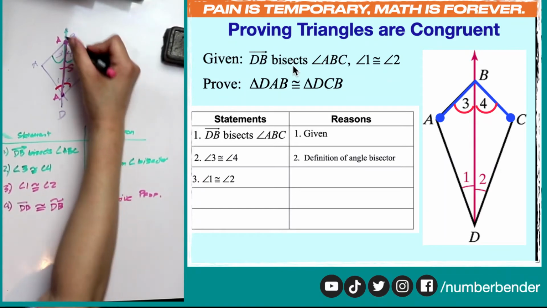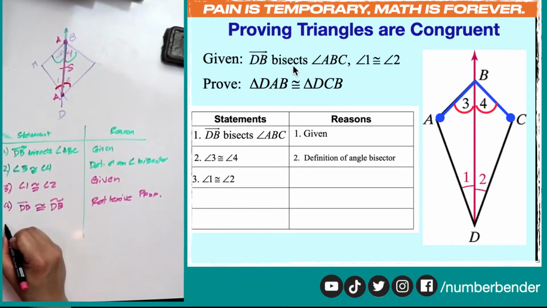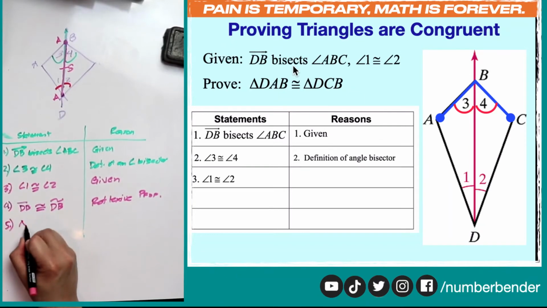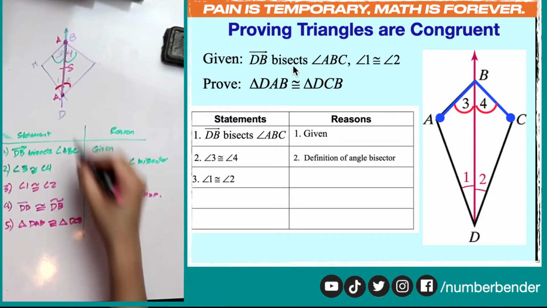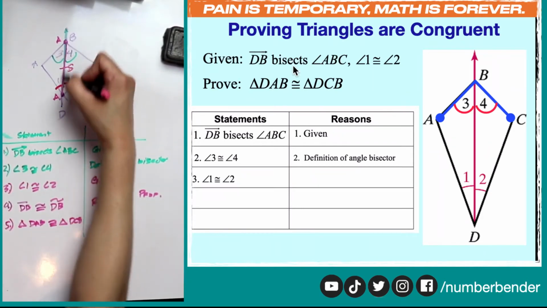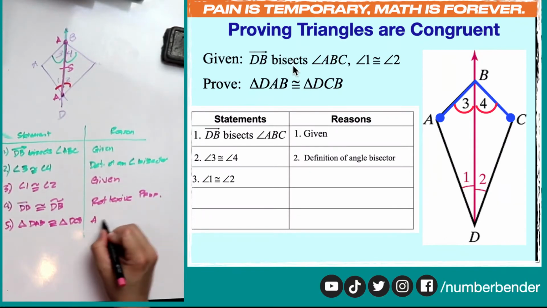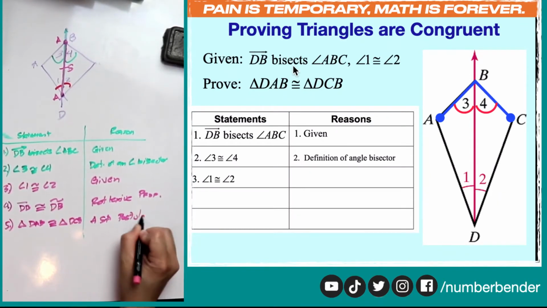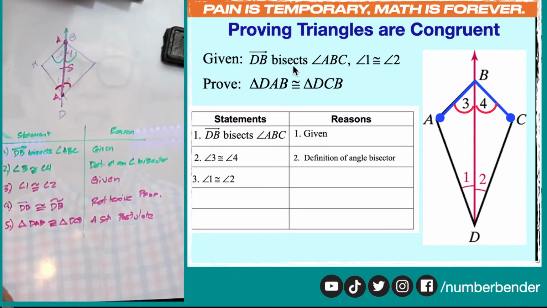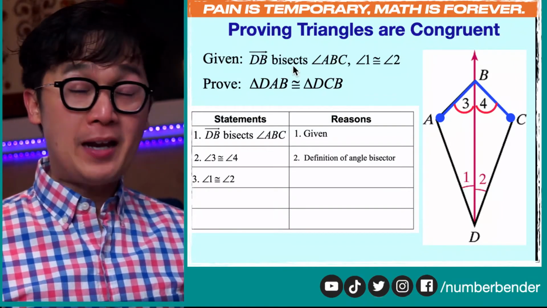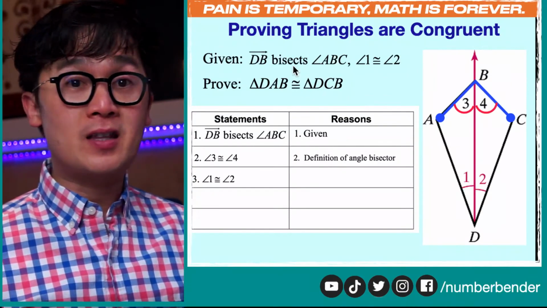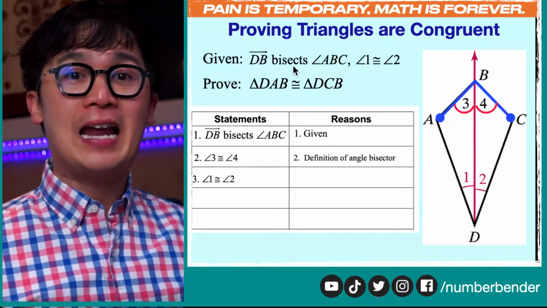So now we have the ASA postulate to use so that we can say that triangle DAB is congruent to triangle DCB using the angle, side, angle postulate. And this is how we use or write a two-column proof by using our pattern, of course, understanding the postulates, theorems that we can use to articulate our reasoning.